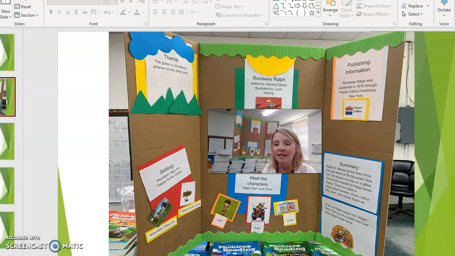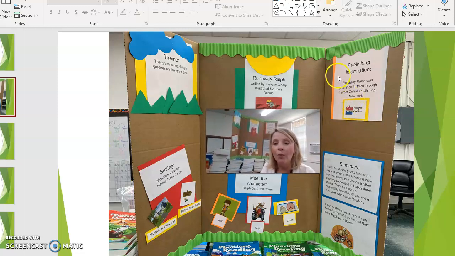So to the right, we have publishing information. I've already told you that it was published in 1970. HarperCollins was the publishing company, which is still a publishing company today. But especially in the 70s, HarperCollins published a lot of children's literature. And that's located in New York.